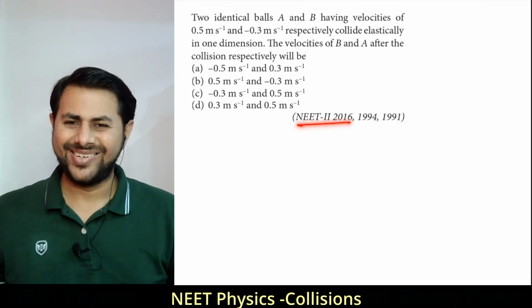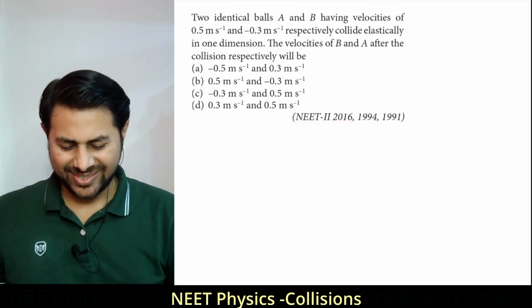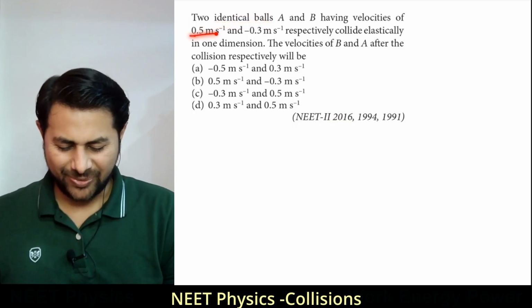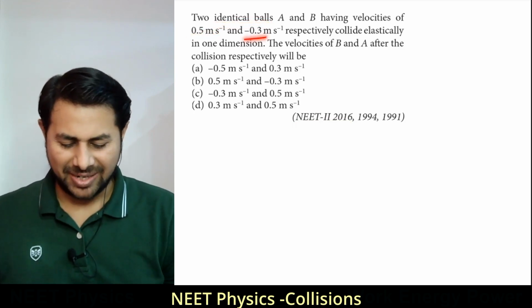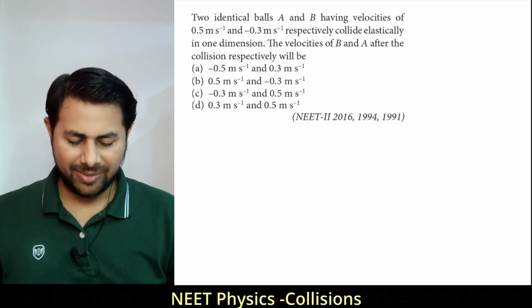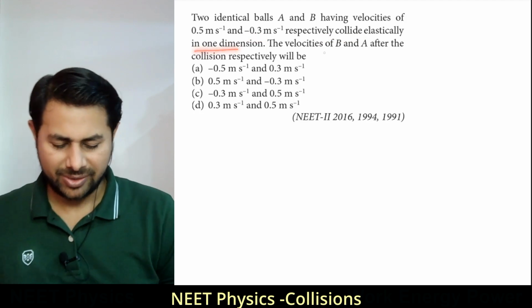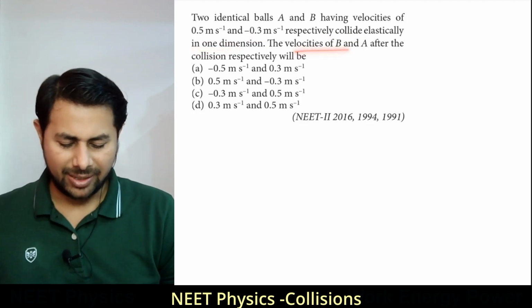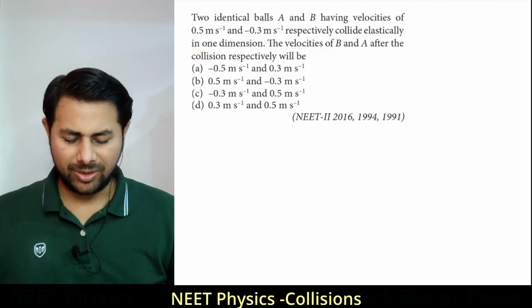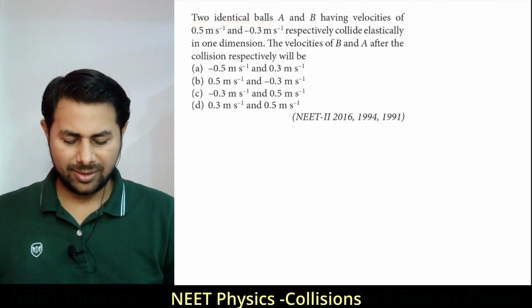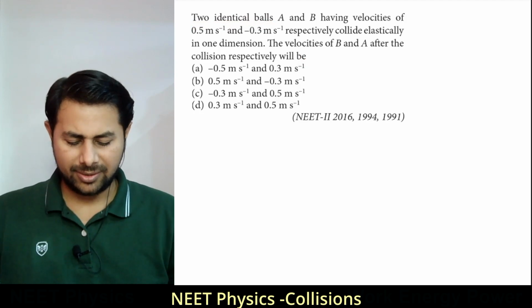Directly based upon that: two identical balls A and B having velocities of 0.5 meters per second and minus 0.3 meters per second respectively collide elastically in one dimension. The velocities of B and A after the collision respectively will be? Two identical balls. Okay, tell me, what's the answer?